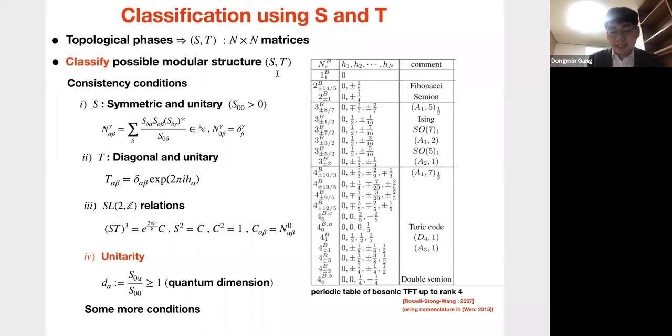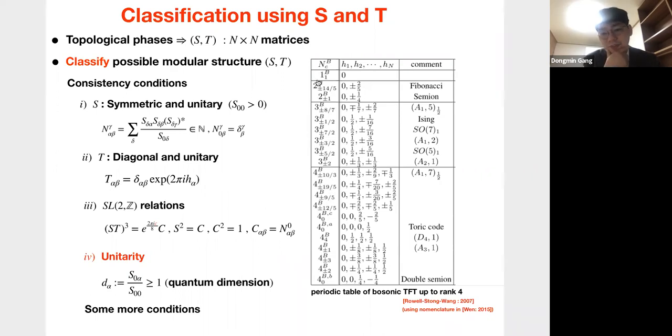So this S and T matrix satisfy certain consistency conditions, and by classifying all the possible modular data, some people try to classify all the possible topological phases. Here is a summary of the classification of topological phases by solving these consistency conditions on the modular S and T matrices. These are finite-size matrices constrained by very non-trivial consistency conditions. For each length, meaning the size of the modular matrices, only finitely many solutions are allowed by this constraint. And these people classify all the topological phases in this way.